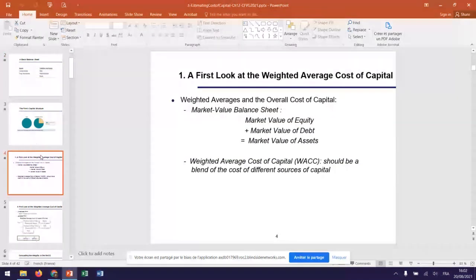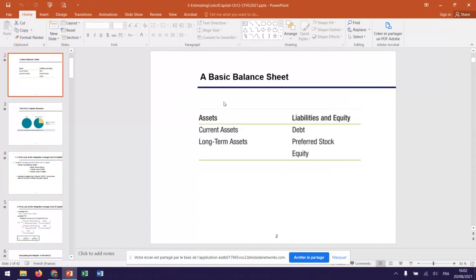Okay, so in that case, we're going to call it the weighted average cost of capital, which is WACC. It should be a blend of the cost of the different sources of capital that the corporation uses to finance the assets on the left-hand side.